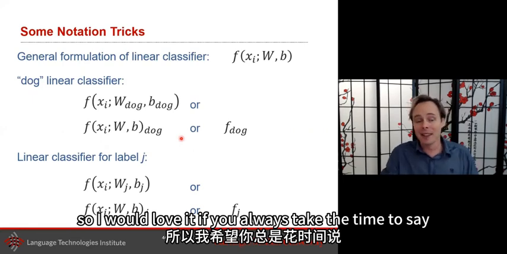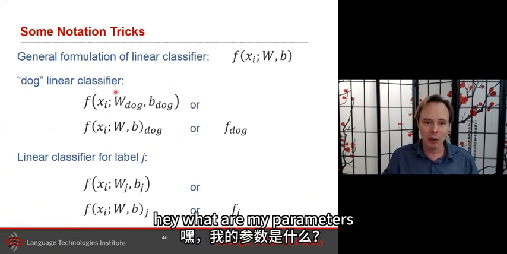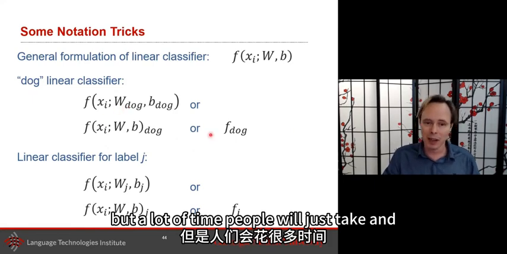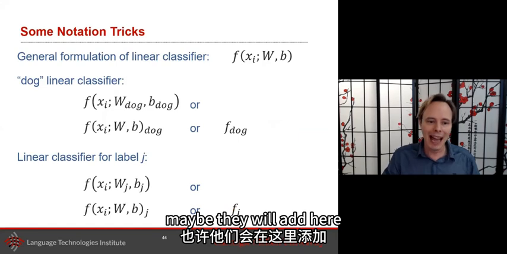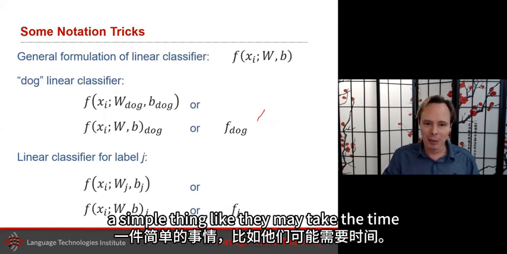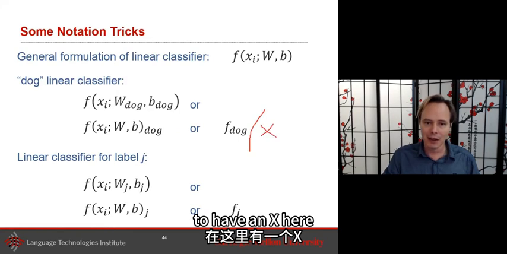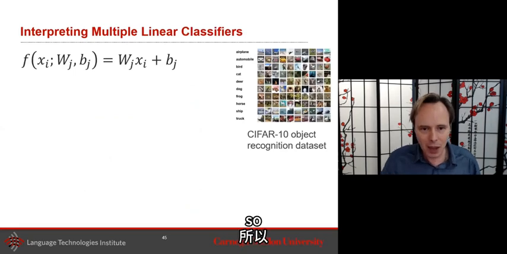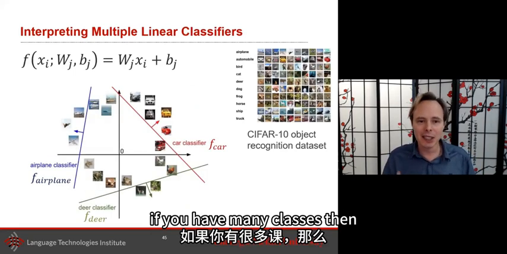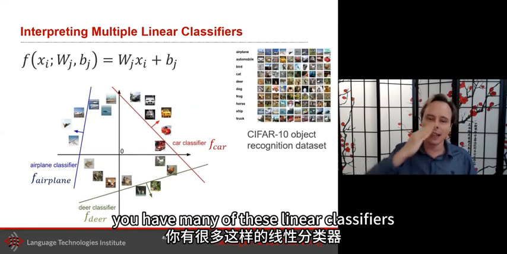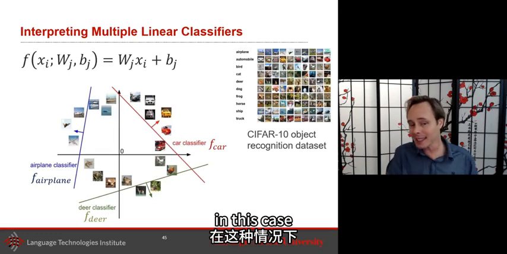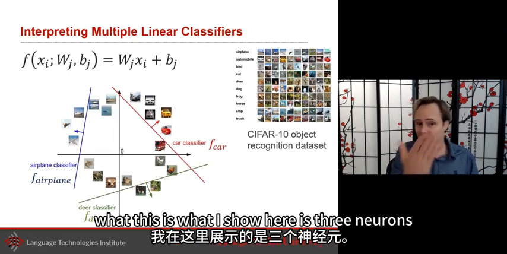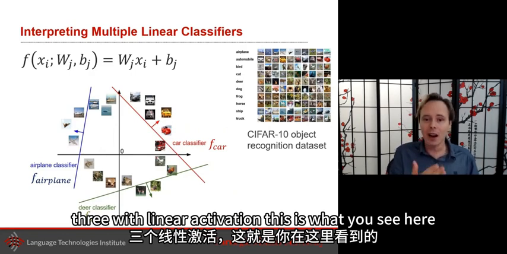So I would love it if you always take the time to say, hey, what are my parameters? But a lot of the time people will just maybe take the time to add an X here, but that's maybe the only thing. But this is equivalent to this one as well. So if you have many classes, then you have many of these linear classifiers. In this case, what I show here is 3 neurons, 3 with linear activation. This is what you see here.